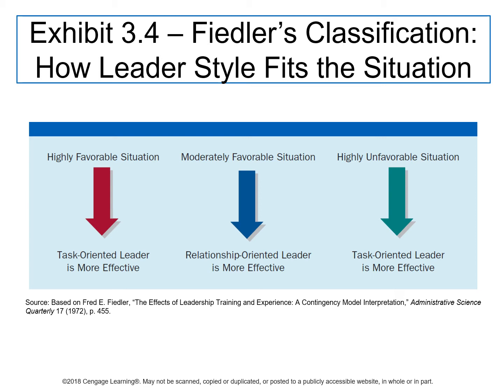What this slide shows is that when leader-member relations are good, task structure is high, and position power is strong, the situation is considered to be highly favorable to the leader. When the leader-member relations are poor, task structure is low, and leader position power is weak, the situation is considered highly unfavorable to the leader. The situation would be considered moderately favorable when some of the three elements are high and others are low. Task-oriented leaders are more effective when the situation is either highly favorable or highly unfavorable. In those circumstances, worker groups do better with more direction and goal-oriented approaches. Relationship-oriented leaders are more effective in situations of moderate favorability.